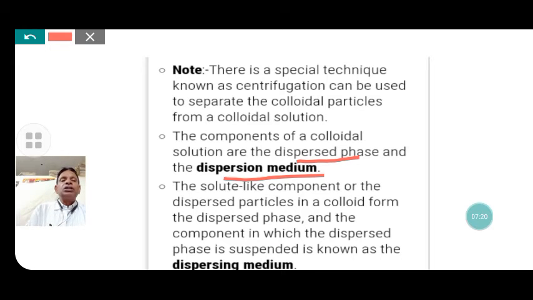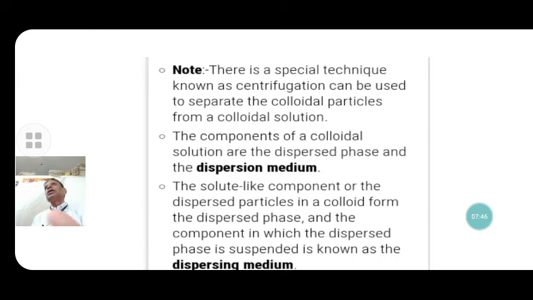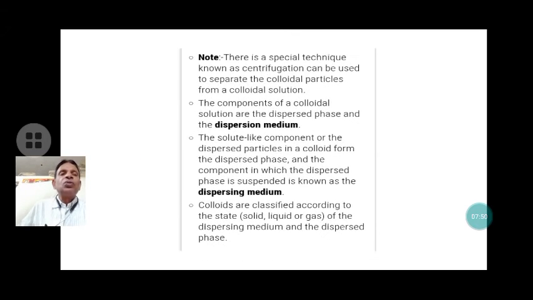The solute-like component, or the dispersed particles in a colloid, form the dispersed phase, and the component in which the dispersed phase is suspended is known as the dispersing medium. So there are two components of a colloid: the dispersing medium and the dispersed phase. On the basis of the states of these components, there are various types of colloids.